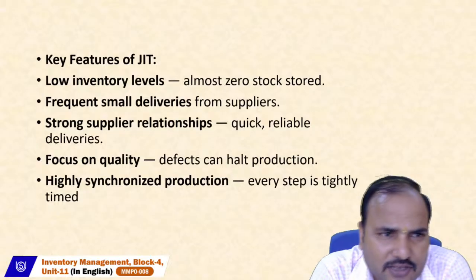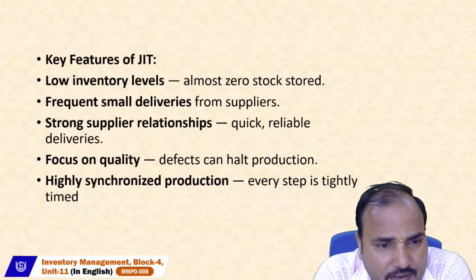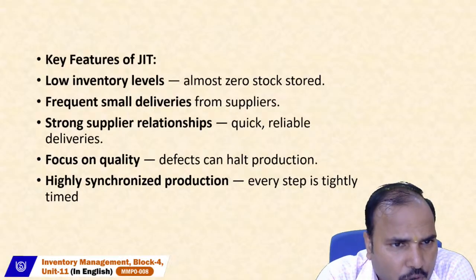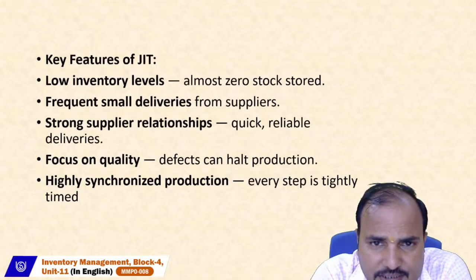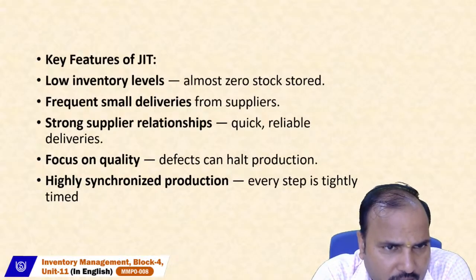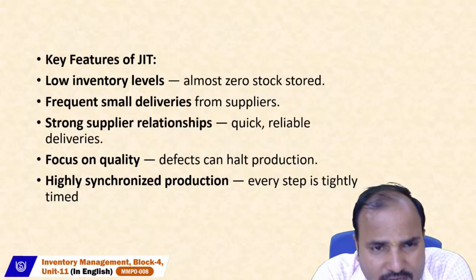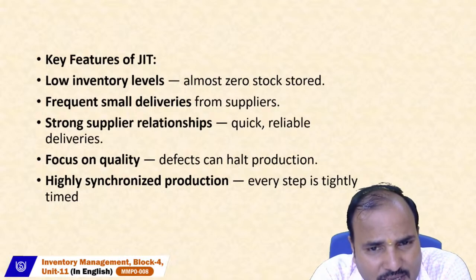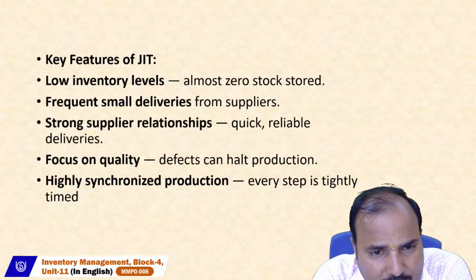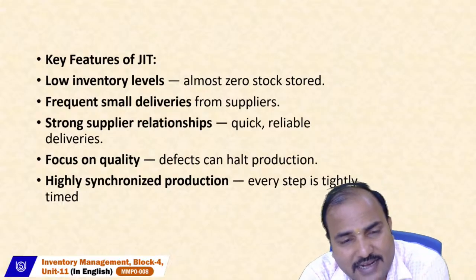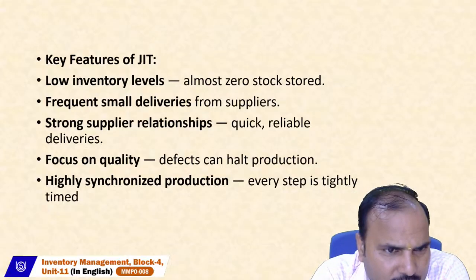What are the key features of just-in-time? There are low inventory levels, almost zero stock. There are frequent small deliveries from suppliers. Strong supplier relationships, with quick and reliable deliveries. A focus on quality, because defects can halt production. Another is highly synchronized production. Every step is tightly timed. All are synchronized.